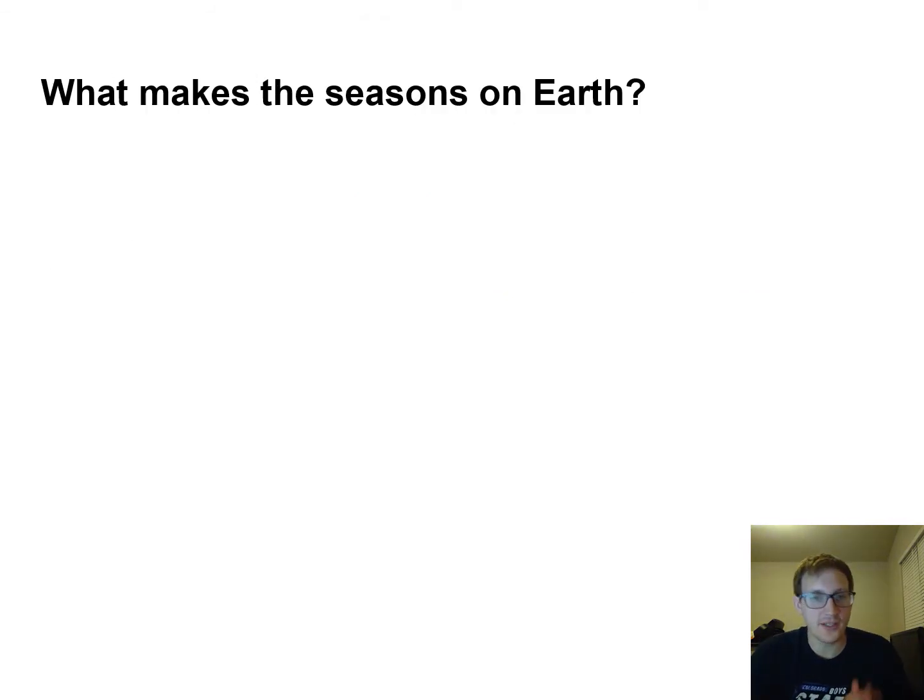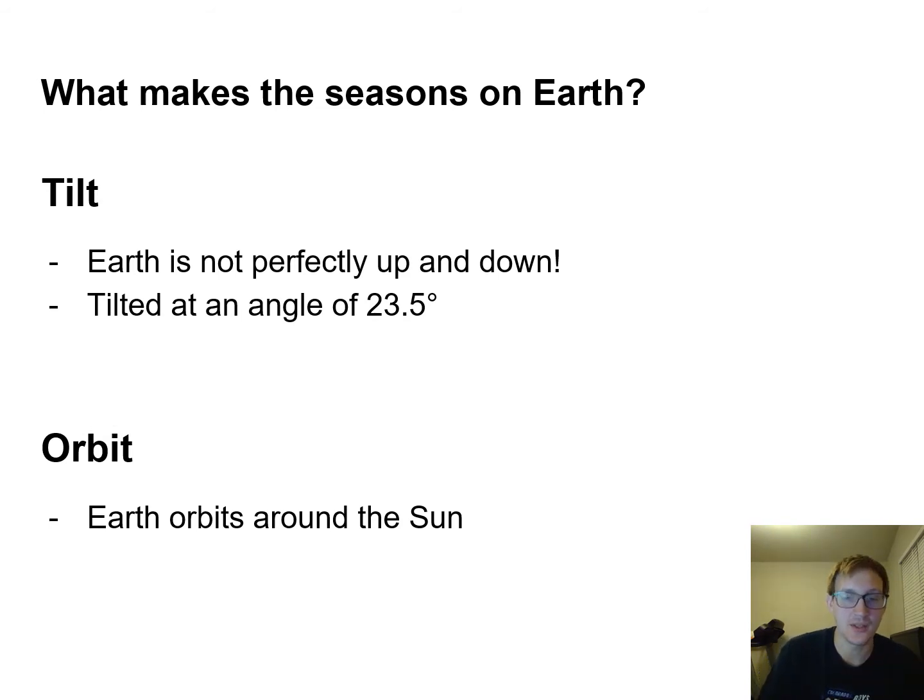All right, so let's get right into it. What makes the seasons on Earth? What makes us have a summer and a winter and everything in between? There are a lot of misconceptions about what actually causes this, and I'm here to tell you first and foremost that it is the tilt of the Earth. The Earth does not rotate perfectly straight up and down. It's actually at a tilt, and they've calculated it to be about a 23.5-degree tilt.